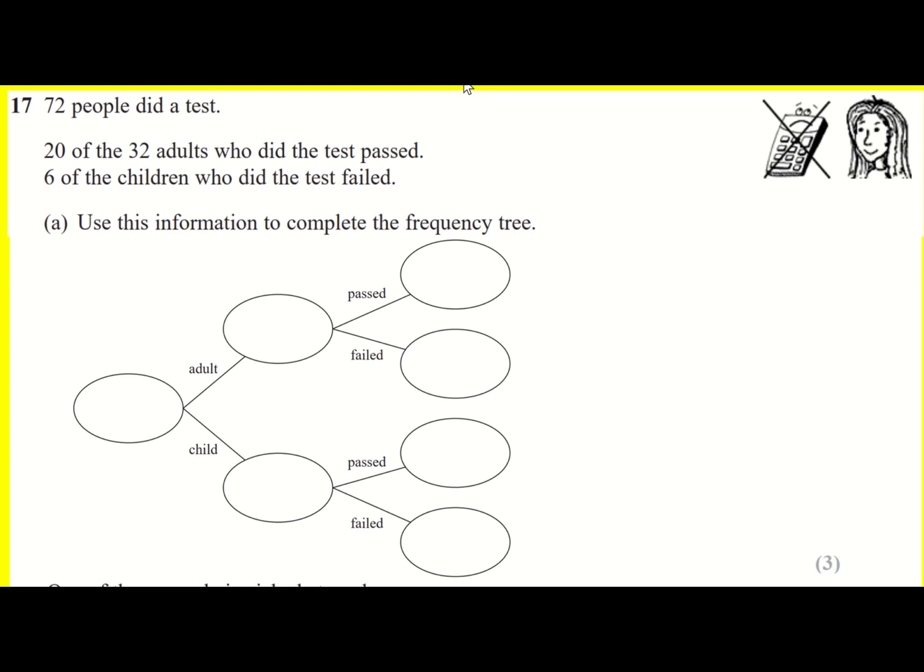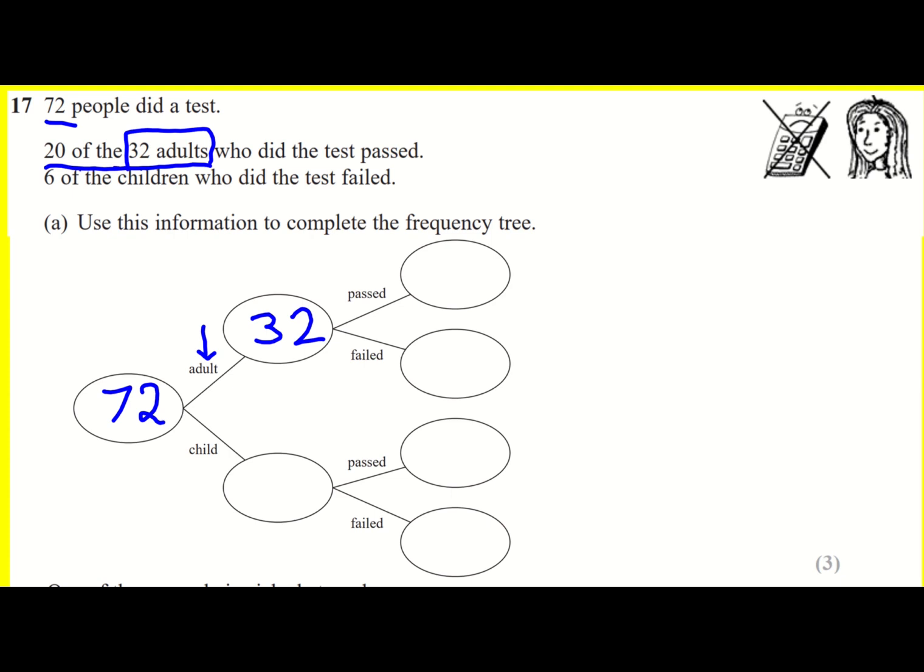So that is usually the bit of information that you put here in the frequency tree, the first bit of information that you're given. 20 of the 32 adults who did the test passed. Now this is really crucial because it says 20 of the 32 adults. As soon as I can read that there's 32 adults, I can put that here because this is the branch of the tree that refers to adults.